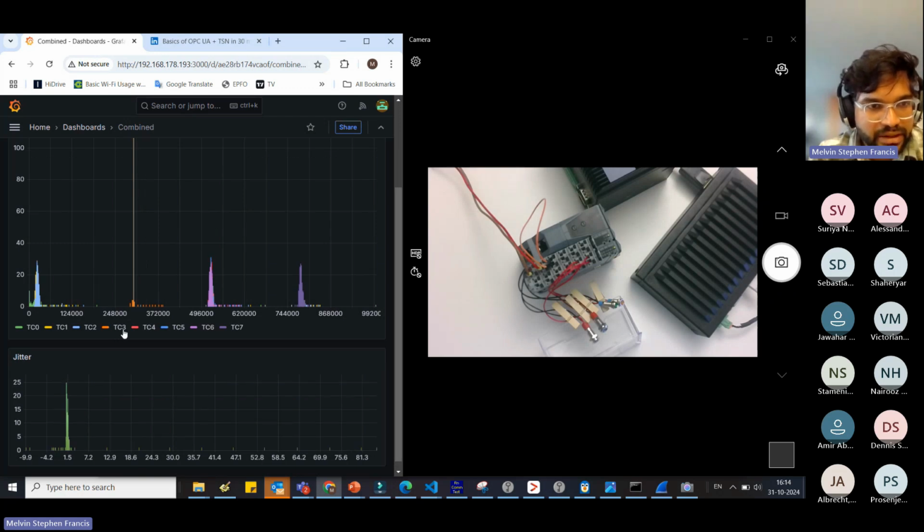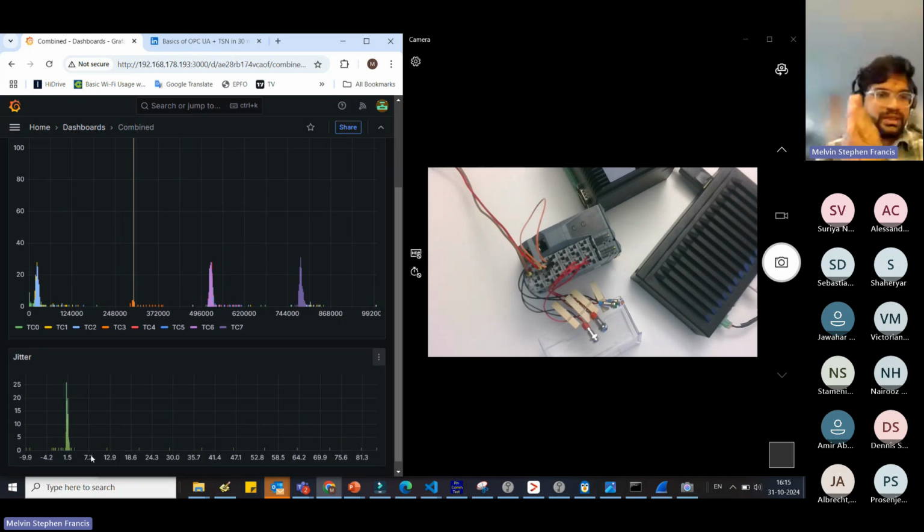So it's traffic class 3, and it is able to send with a jitter of plus or minus, for the past 5 minutes, in the range of plus or minus 3 or 4 microseconds. So I think they went out of sync for some time. I think the synchronization would take more time. So that's why there are some packets that are spread over. But overall, I think the average jitter is in the range of plus or minus 4 microseconds.